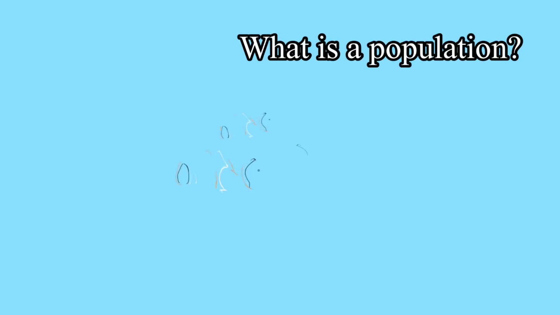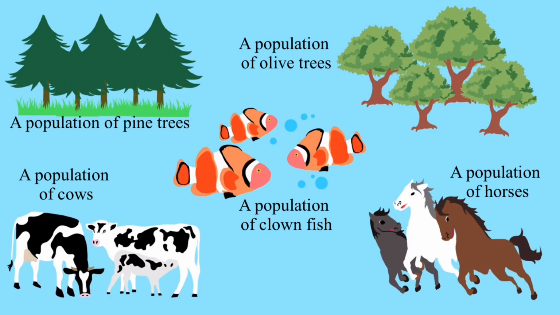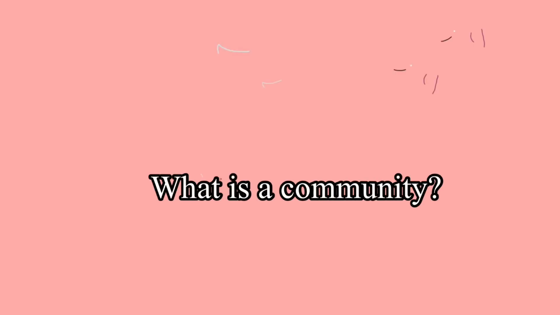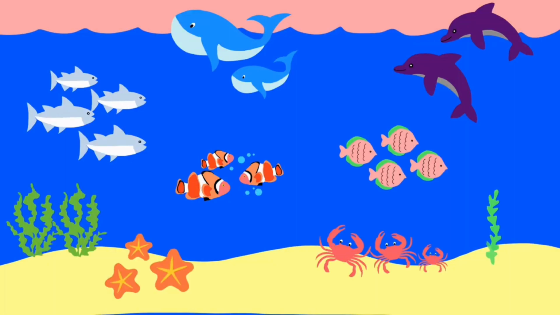Population. It is a group of living things that belong to the same species. Community. It is made of different populations that live together and interact.